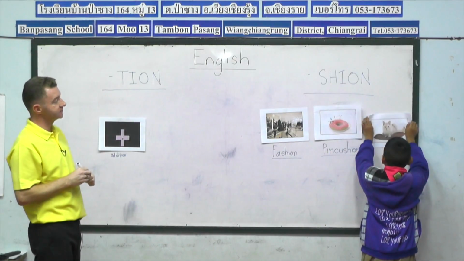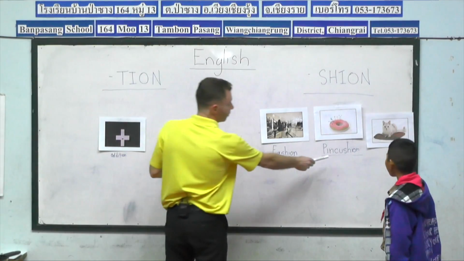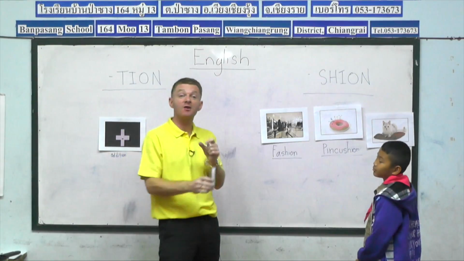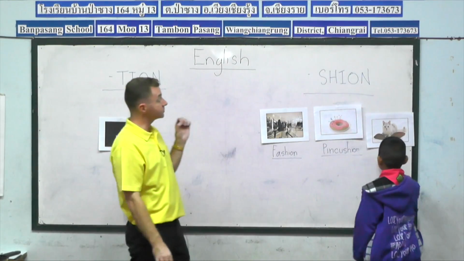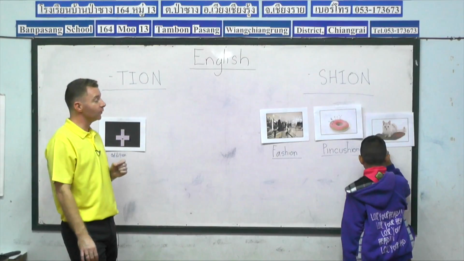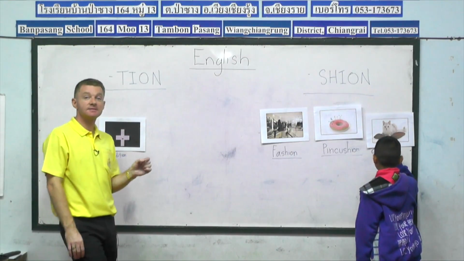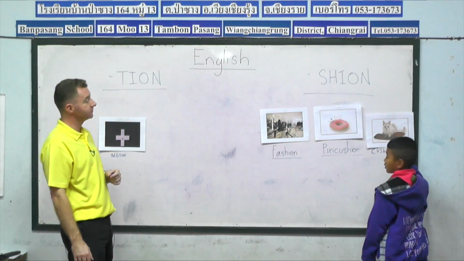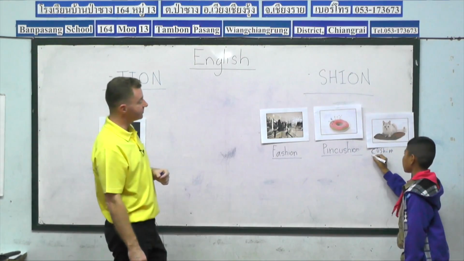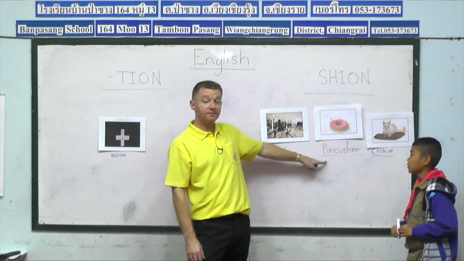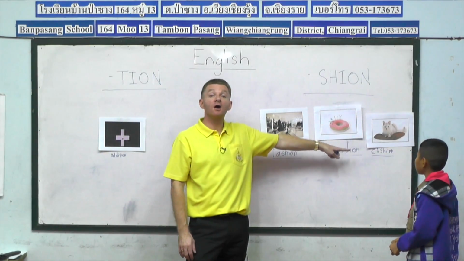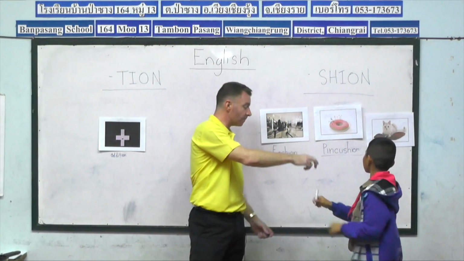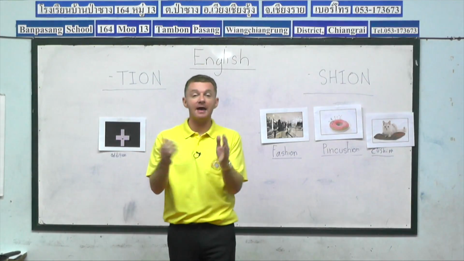S-H-I-O-N, yes. You see, we've got cushion already for pincushion. Now I want Pangpon to demonstrate how to write cushion on its own. C-U-S-H-I-O-N. Yes. So we can see we've got pincushion, and now we've got cushion. Pangpon, very good. High five and a big round of applause for Pangpon, please, guys.